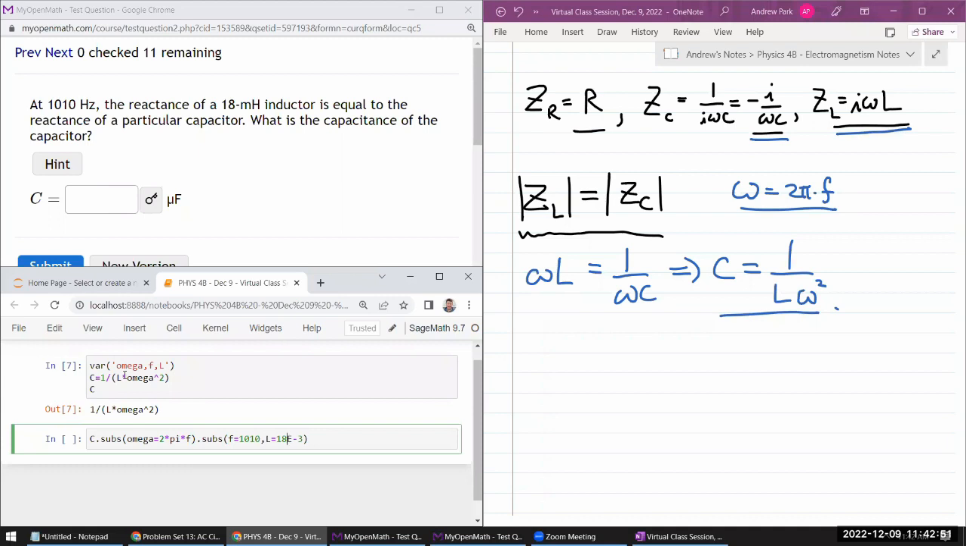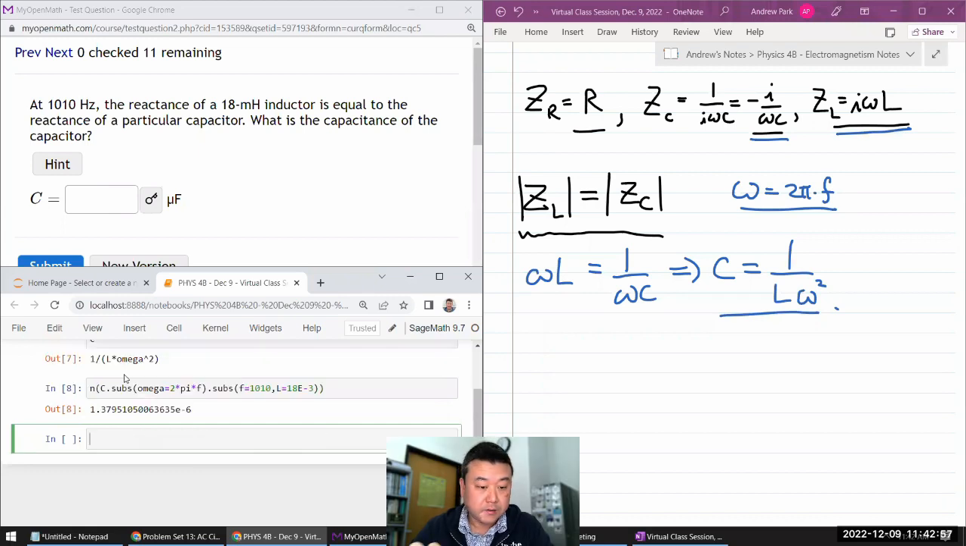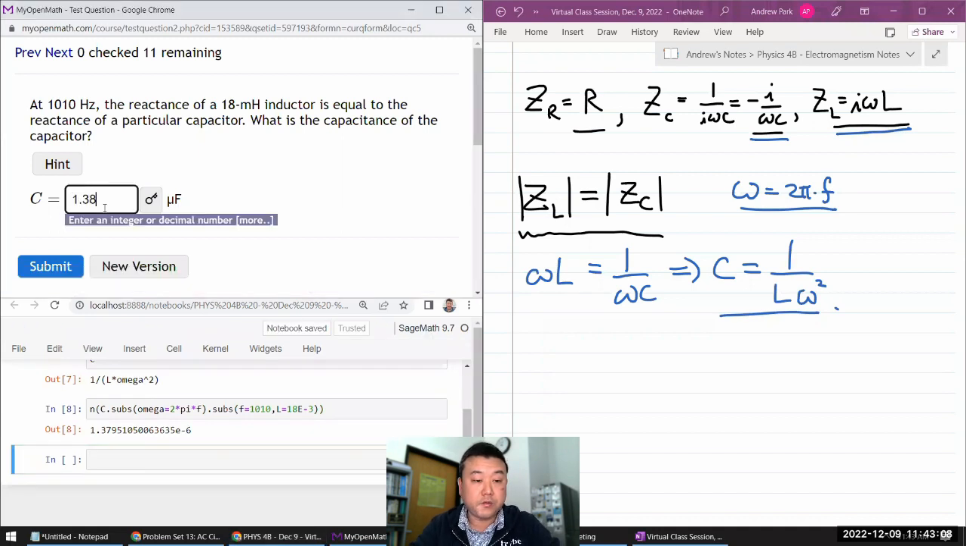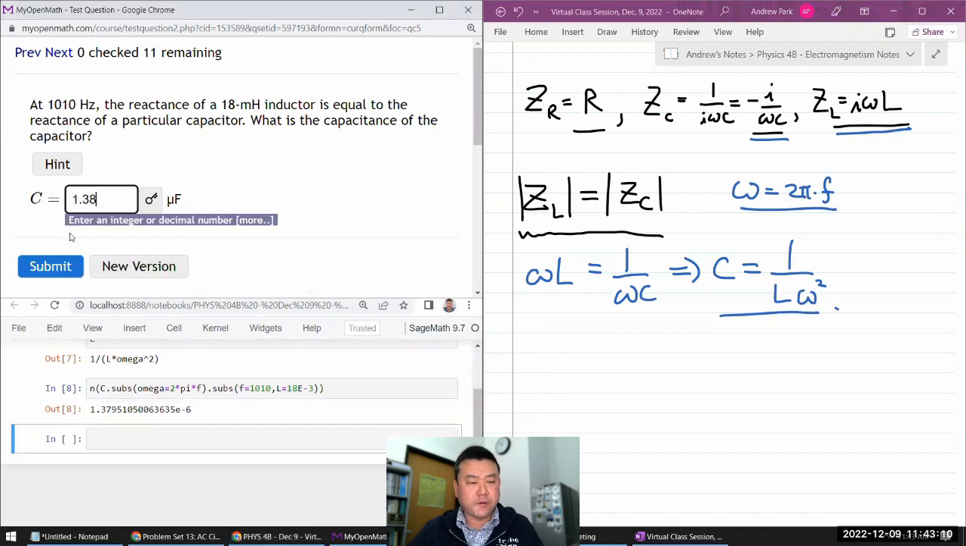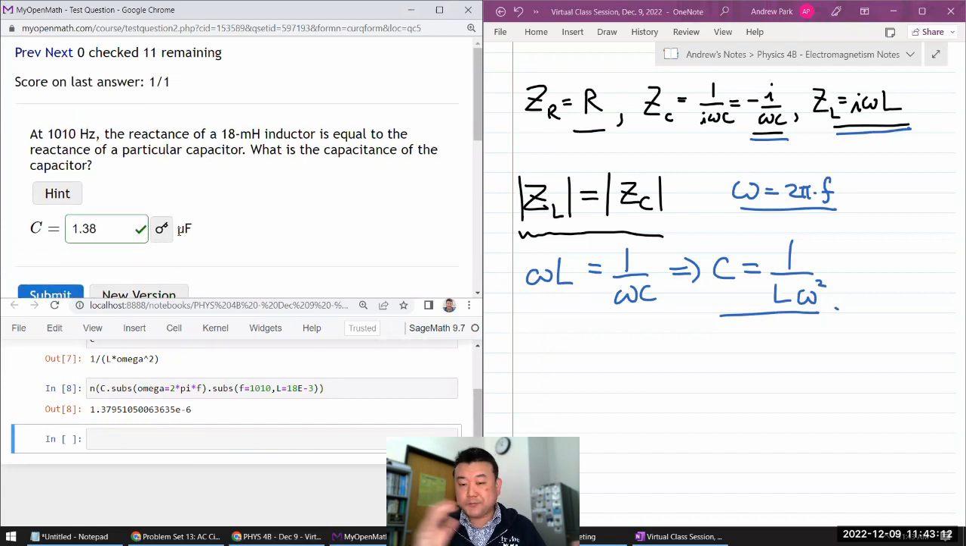Let me put this through decimal approximation so that I can type it out. So I get 1.38 times 10 to the power of minus 6. That times 10 to the power of minus 6 matches to this micro, so I can just put in 1.38 microfarad. So yeah, a simple plug-in formula exercise.